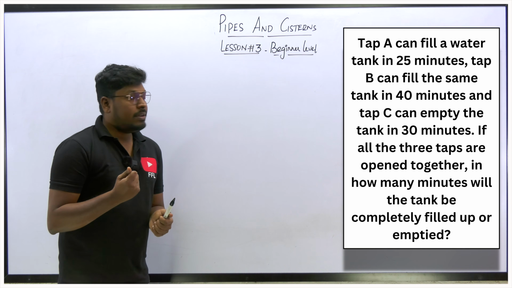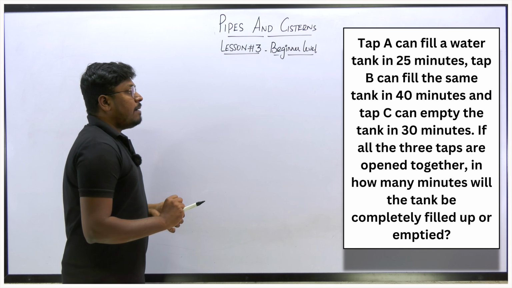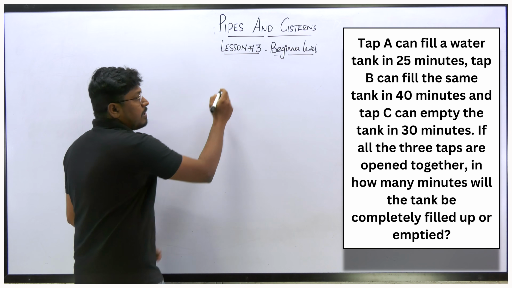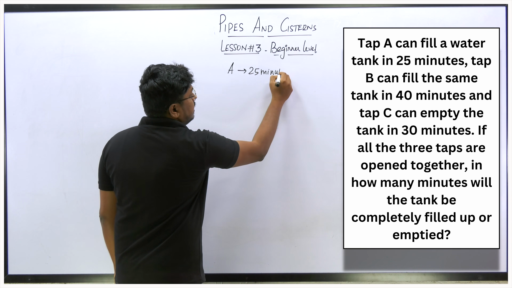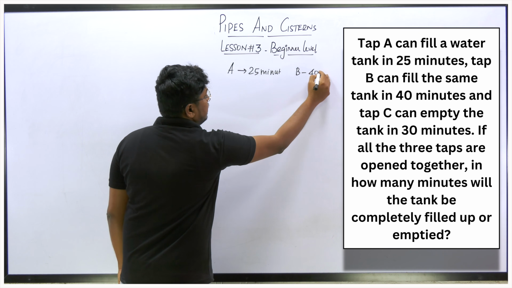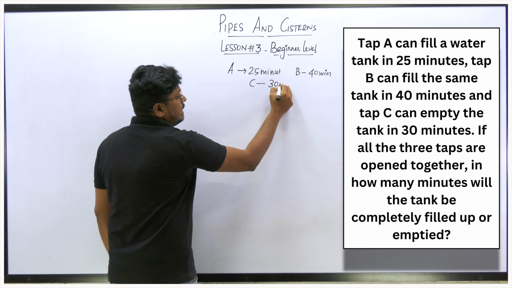So next question. Tap A can fill a water tank in 25 minutes. Tap B can fill the same tank in 40 minutes. So tap A will be 25 minutes and tap B will be 40 minutes, and tap C can empty the full tank in how many minutes? 30 minutes.